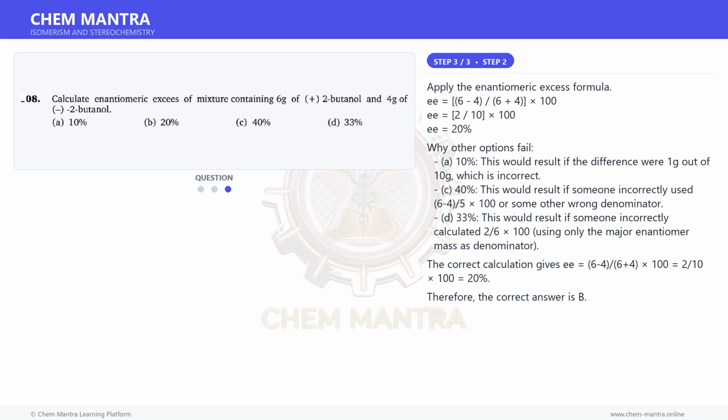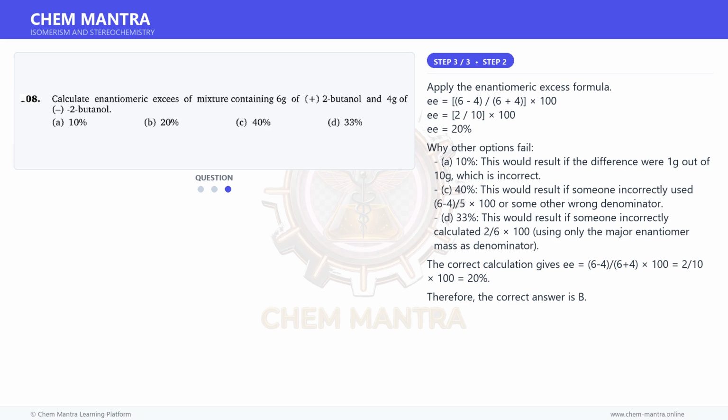Why other options fail? A. 10%. This would result if the difference were 1 g out of 10 g, which is incorrect. C. 40%. This would result if someone incorrectly used (6 minus 4)/5 times 100 or some other wrong denominator. D. 33%. This would result if someone incorrectly calculated 2/6 times 100, using only the major enantiomer mass as the denominator.